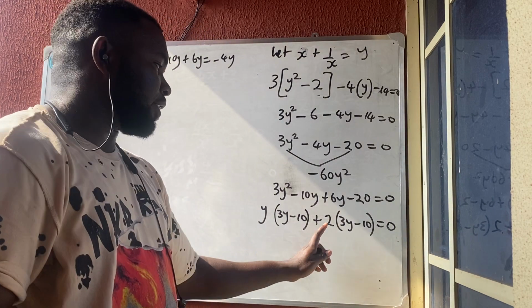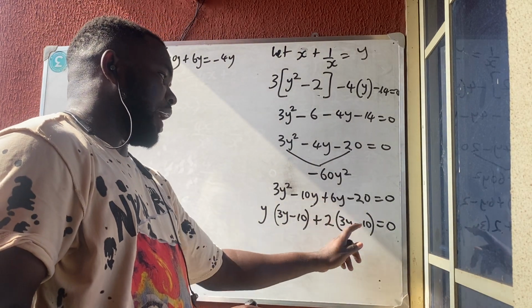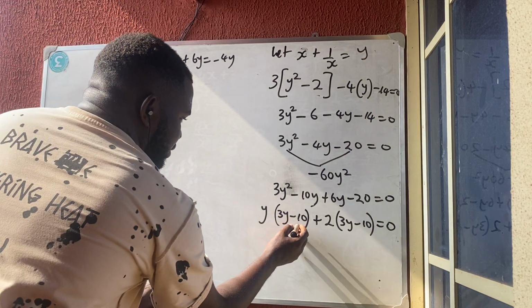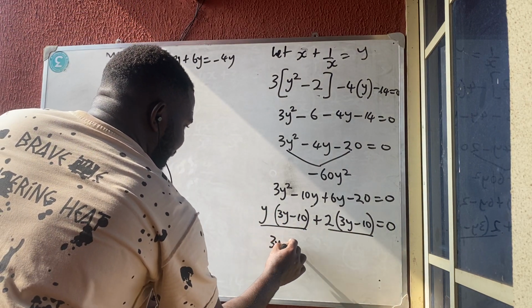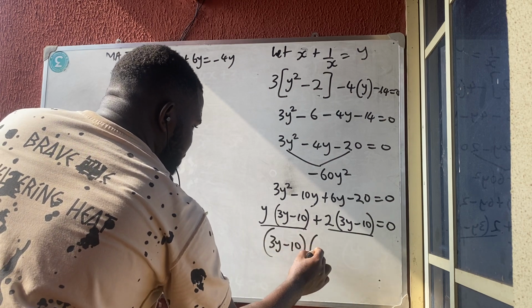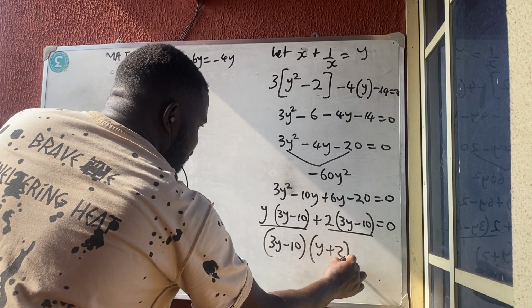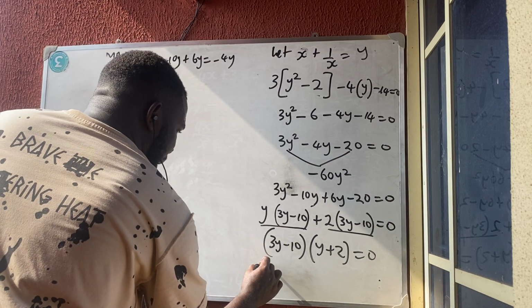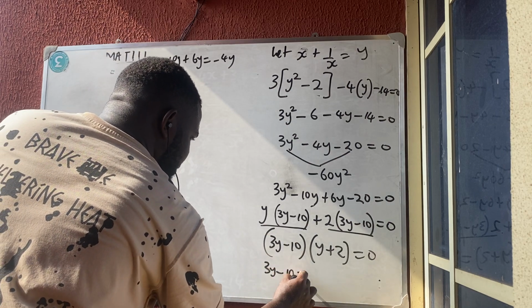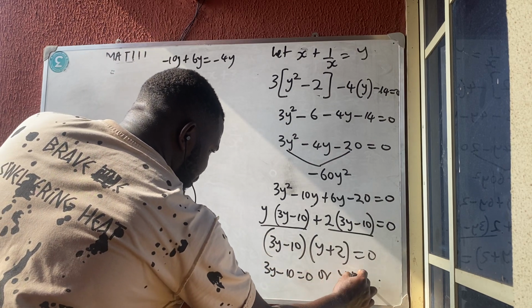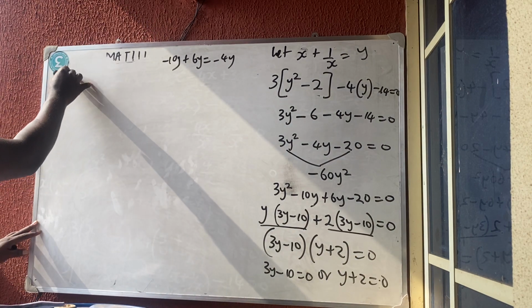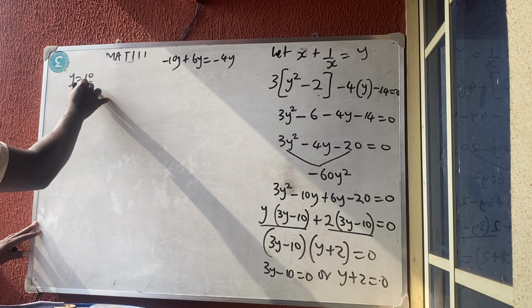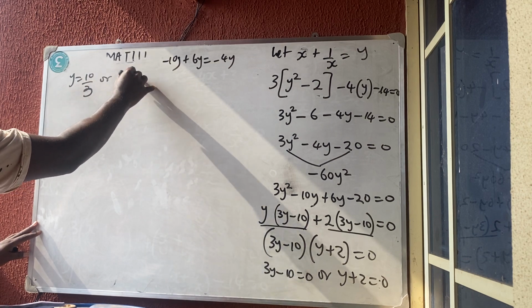You can check if it is correct. 2 times this, 6. 2 times this, 20. So the next line is what? What is common between this line and this line? I'm going to have that 3y minus 10 is common. And then what is remaining is what? Y plus 2 is equal to 0. So what does it mean? I'm having that 3y minus 10 is 0, or y plus 2 is 0. So automatically this shows that y is equal to 10 over 3, or y is equal to minus 2.